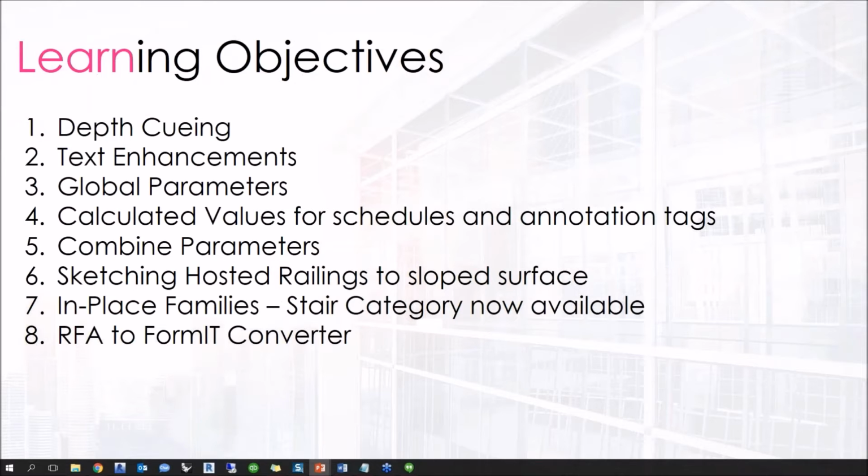We're going to go through depth queuing, the text enhancements, text editors finally fixed, global parameters. I'm probably really geeked out about that more than I should be. The calculated values for schedules and annotation tags, that's another one I'm really geeking out about. Being able to combine parameters, sketching hosted railings to slope services. In-place families are now available in the stair category.